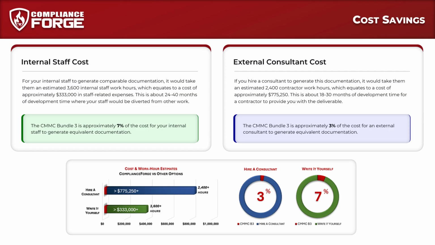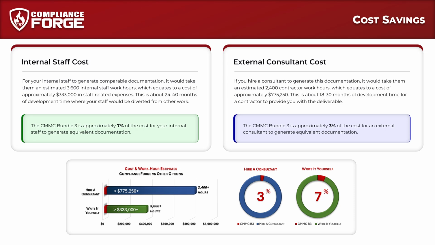If you hire a consultant to generate this documentation, it would take them an estimated 2,400 contractor work hours, which equates to a cost of approximately $775,250. That is about 18 to 30 months of development time for a contractor to provide you with a deliverable. The CMMC Bundle 3 is approximately 7% of the cost for your internal staff and approximately 3% of the cost for an external consultant to generate equivalent documentation.